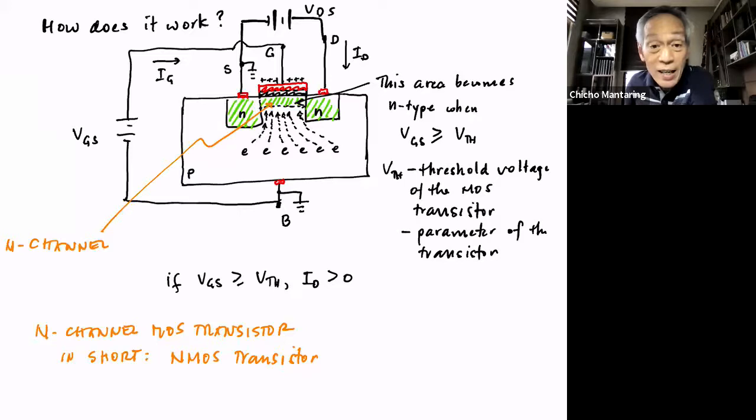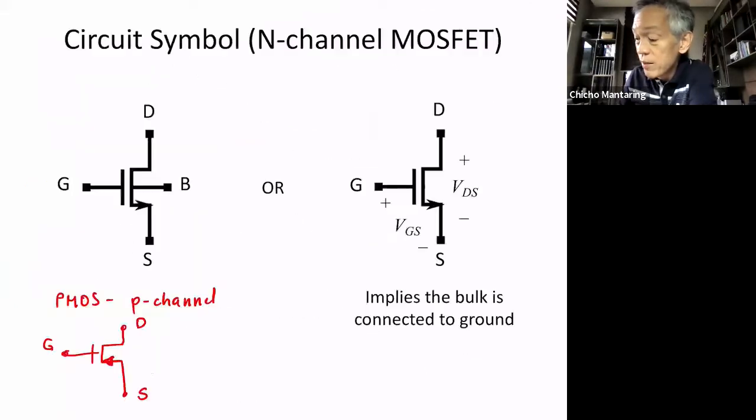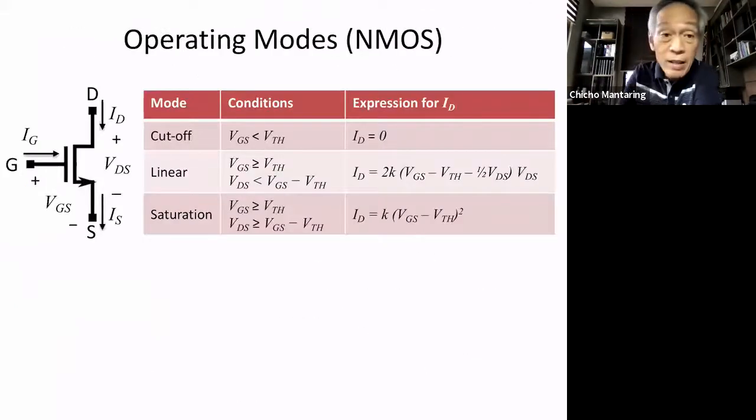Okay, do you understand that? So I sub G is equal to 0. Now that's true, but that's DC steady state. Later on you're going to study the concept of displacement current, and you're going to see that even if that's an insulating layer, there's actually a current that can flow, but it's not a conducting current. It's a displacement current. But for now, DC, I sub G is equal to 0.